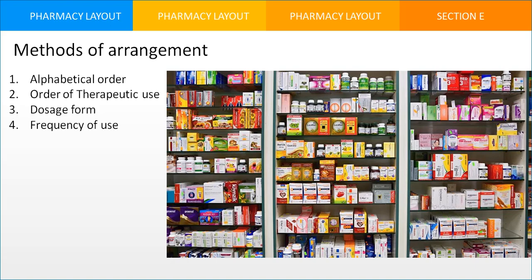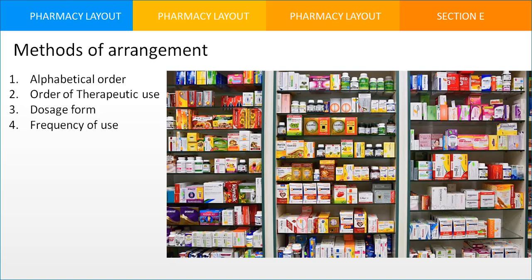When you say alphabetically, it means that if the medicine starts with A, then they will arrange A followed by B. When you see it's arranged according to their order of therapeutic use, it means that we look at what diseases the medicines are used to treat, manage or cure. So if they are painkillers, they are all arranged in one section, like what you can see from the effect.